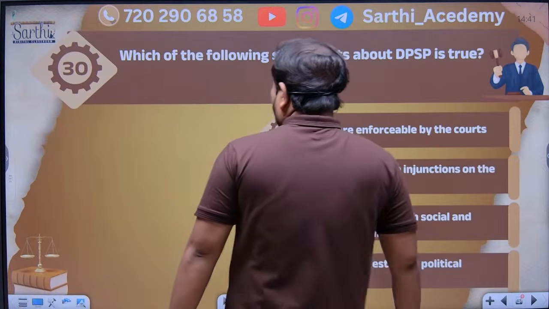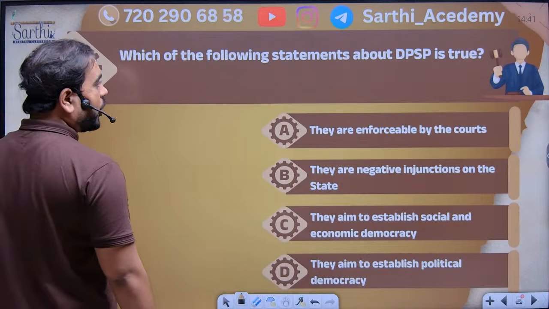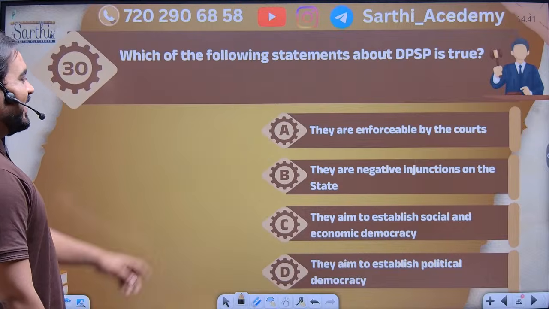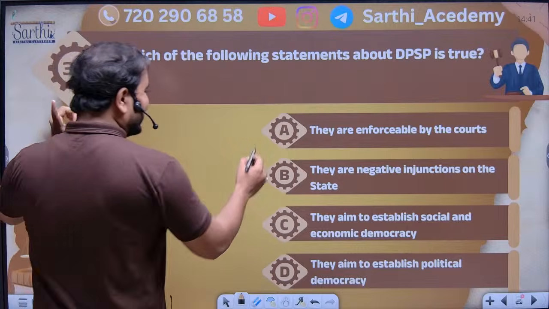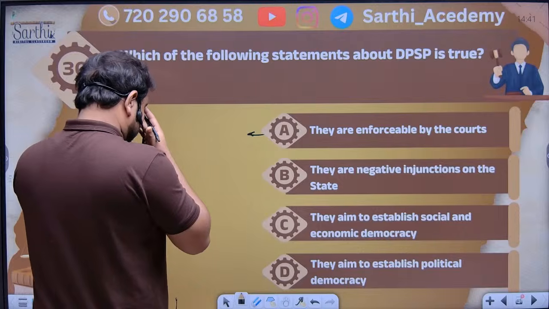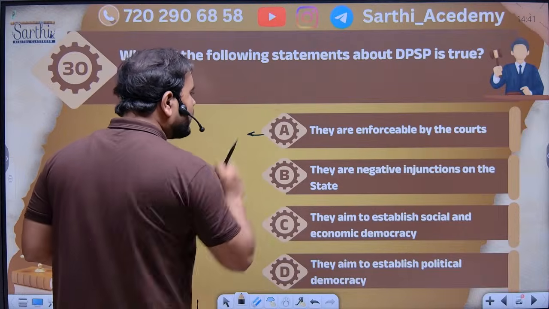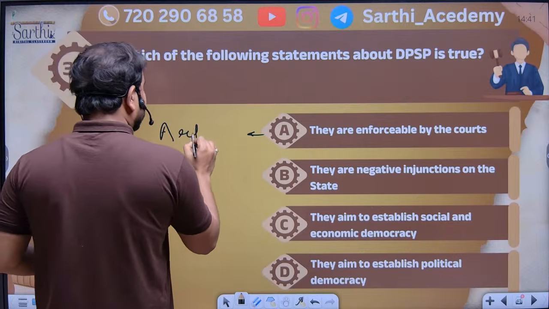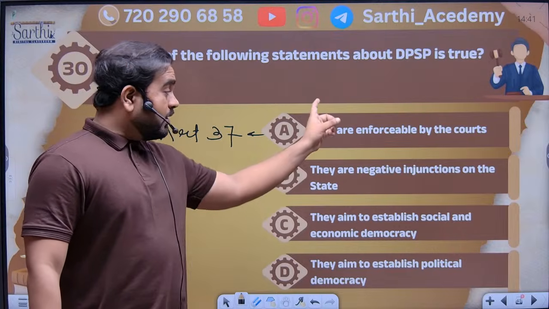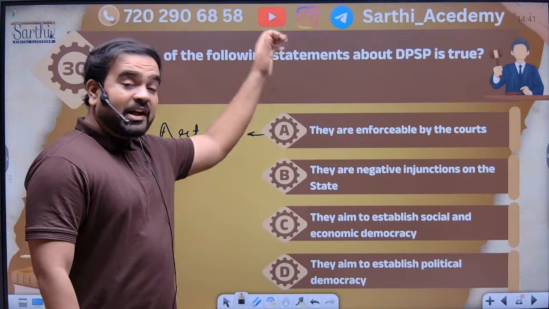Okay. Question number 30. Which of the following statements about DPSP is true? They are enforceable by no. Option A, somebody can stop you. You know who can stop you? Article number 37 can stop you. Why is Article 37 stopping option A from becoming the answer of this question?